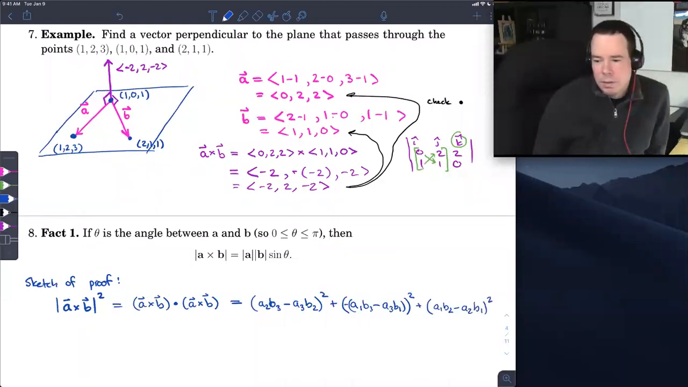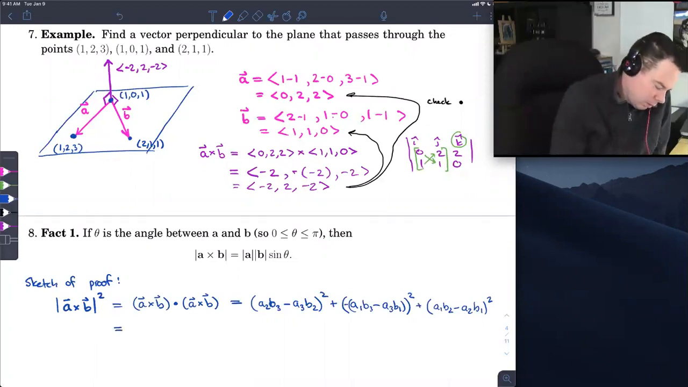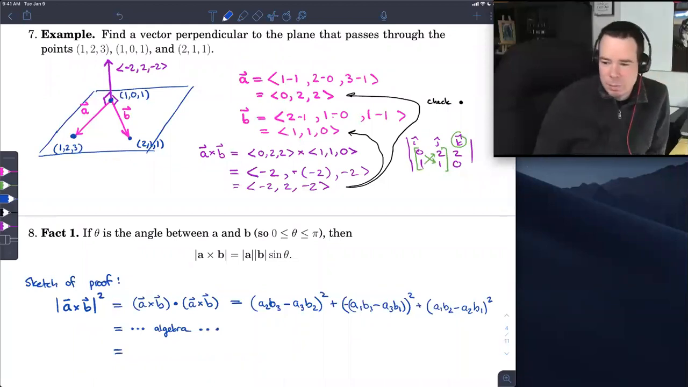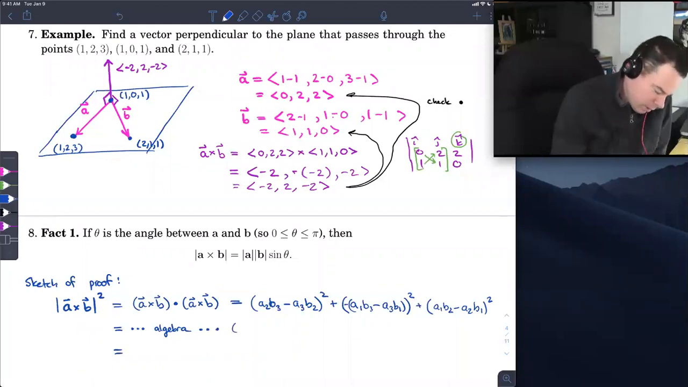Okay, so we've got this expression that we can then square and expand all out. We get a whole bunch of terms. So I am just going to indicate what's happening here. We're going to do some algebra. What's the algebra? Expand and recollect.